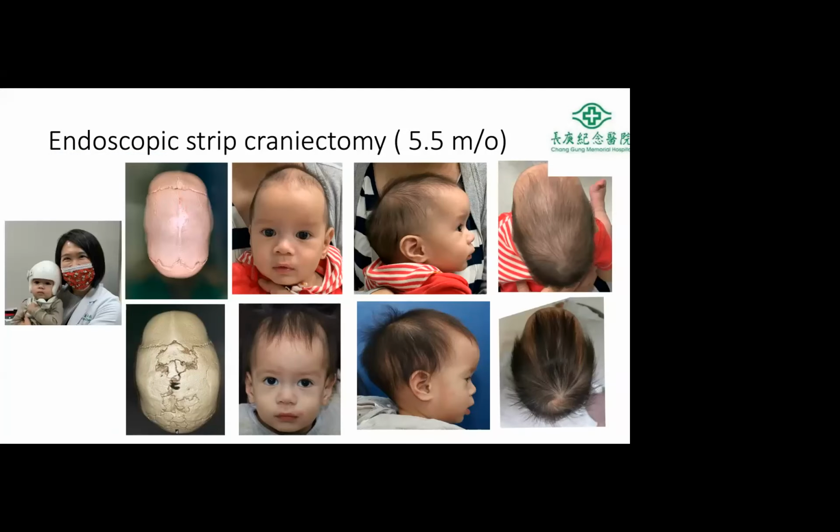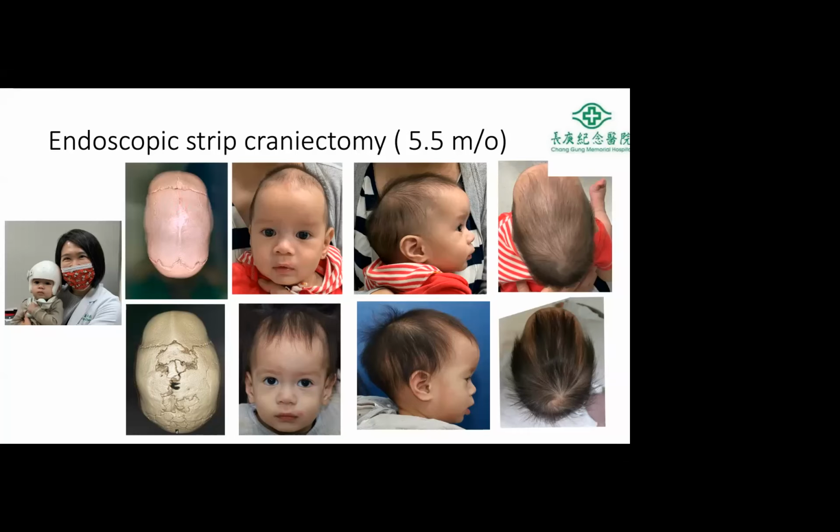So this case is my third case of the endoscopic strip craniectomy. He comes relatively late, around 5.5 months old. After the surgery, he wore the helmet. So far, after 1 year, he has worn about three helmets. You can find the improvement of the head shape, but not as good as the previous one.